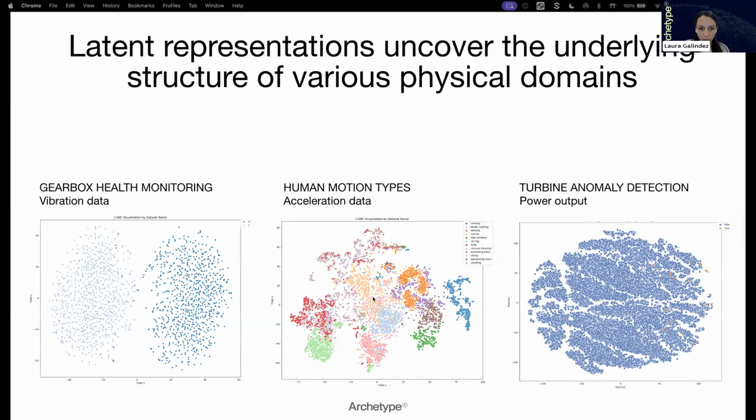And because of this, we can execute tasks that are working straight out of the box, like the clustering examples I just described, or even things like anomaly detection, where, for example, in this wind turbine example, anomalies are discovered simply by analyzing the geometry of the embedding space. And we can see them here in the orange color.